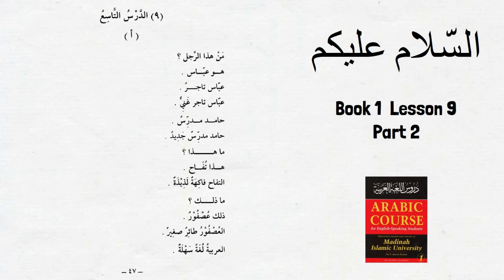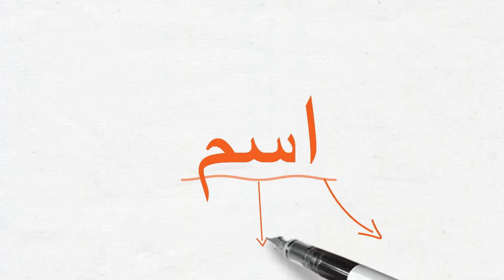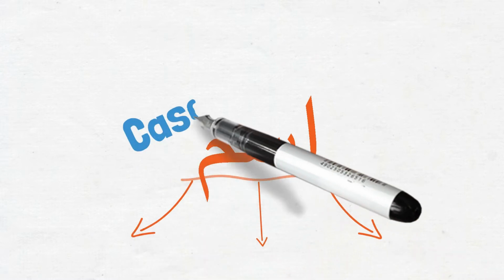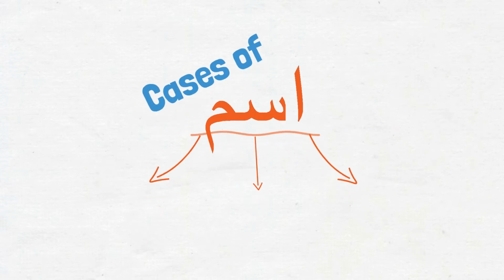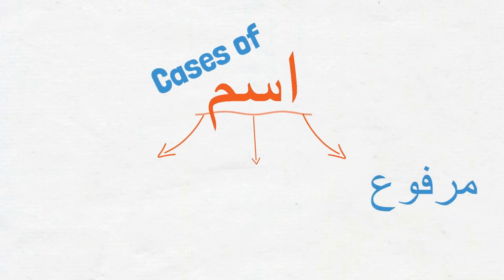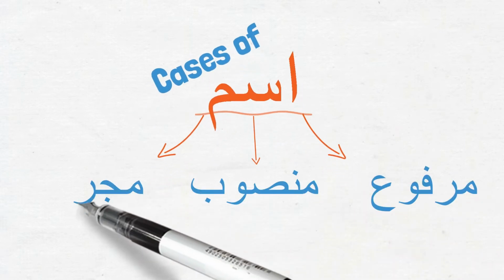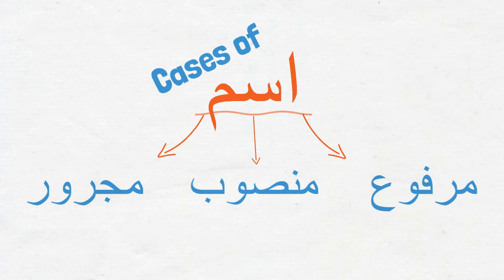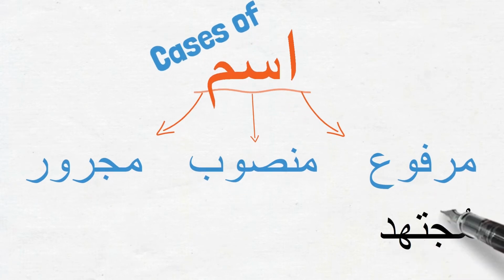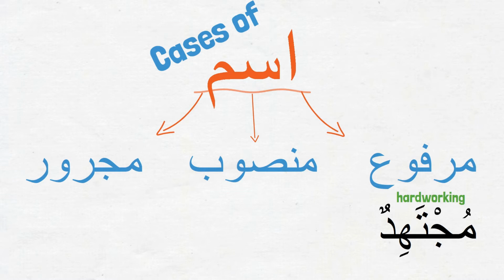But before we do that, let me give you a quick introduction to a special subcategory of ism type words in Arabic. If you remember, in our video for lesson 4 of this book, we learned that the ism in Arabic can take 3 different cases depending on its function in a sentence. And they were marfu', mansub, and majroor. For example, let's take the ism mujtahidun, hard-working.